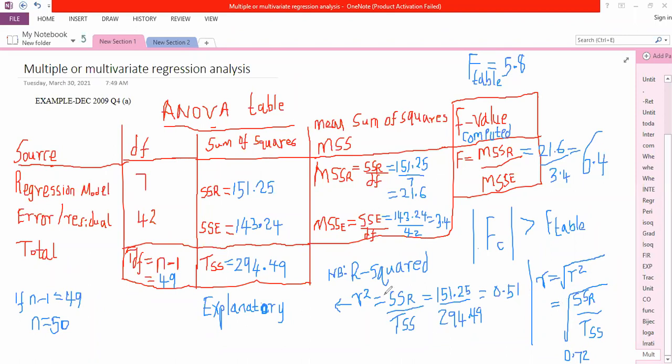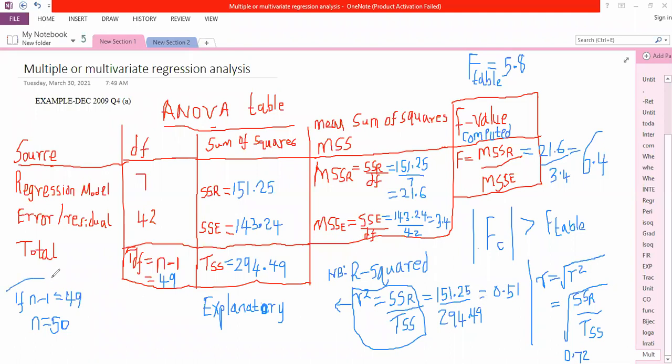But in a shorter way, once we have our coefficient of determination, the R squared, it is also possible to determine the product moment coefficient of correlation using the Anova table. That is the square root of the sum of squares of the regression divided by the total sum of squares, and of course you find the square root of that. So I hope that one is clear as far as the Anova table interpretation is concerned.